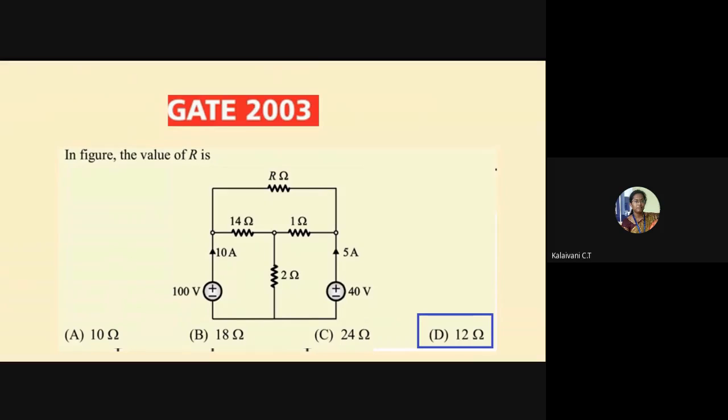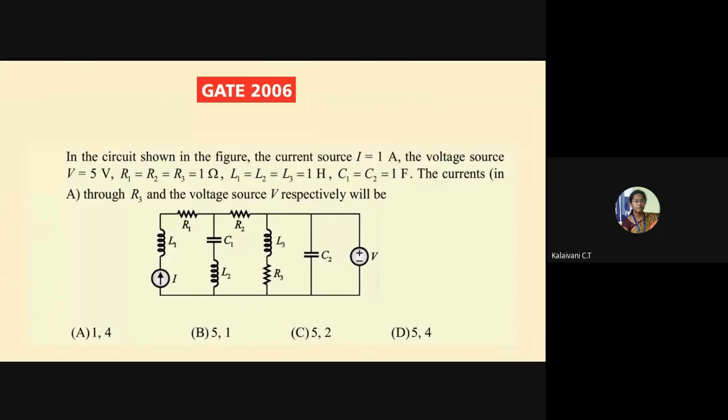We'll go to the next question. So the next question is, in the circuit shown in the figure, the current source I is equal to 1 amp. The voltage source V is equal to 5 volts. R1, R2, R3 is equal to 1 ohm. L1, L2, L3 is equal to 1 Henry. C1, C2 is equal to 1 farad.